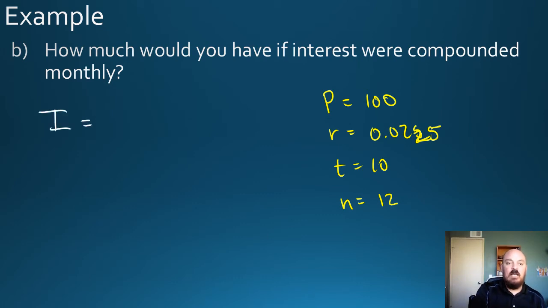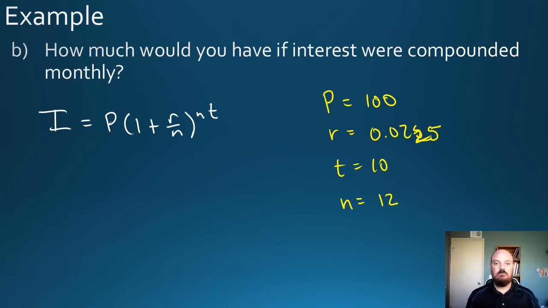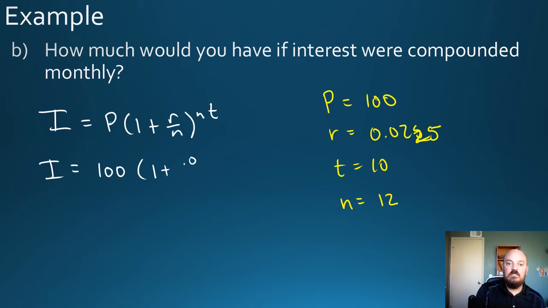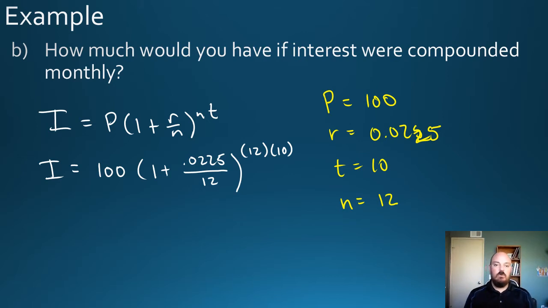Same formula, I equals P times 1 plus R over N to the NT. And let's put our numbers in again. So this time we have 100 times 1 plus 0.0225 over, this time instead of over 1, it's over 12. And then it is going to be raised to the 12 times 10 power. So it's the exact same question, but n shows up twice in the formula. Once in the R over N and once in the NT, in the exponent. So just change those 1s to 12s, crank it into a calculator, and again, see what you get. So I'll be right back with the answer.